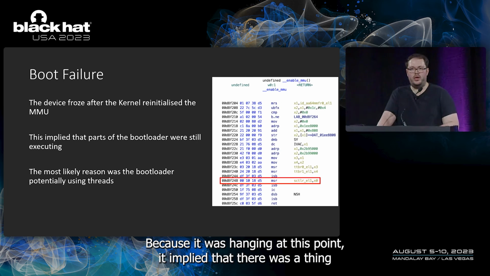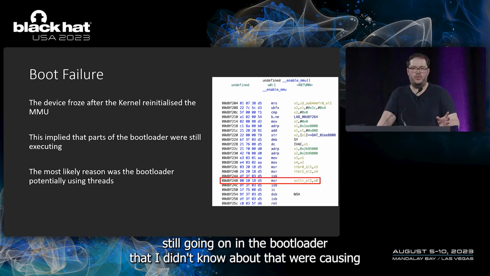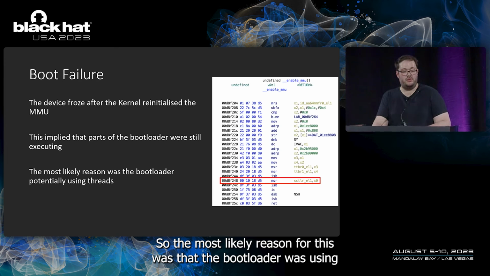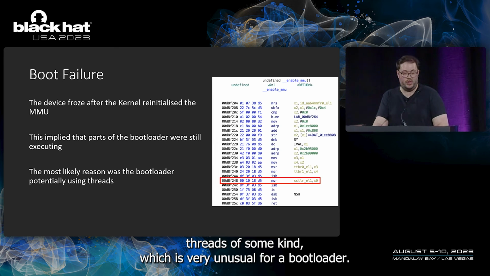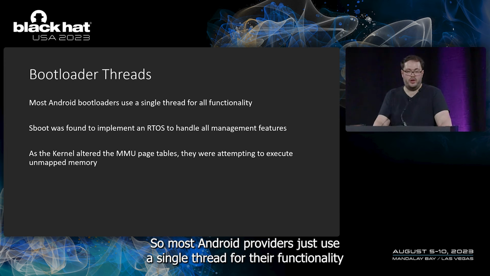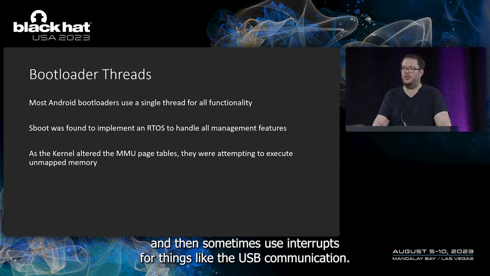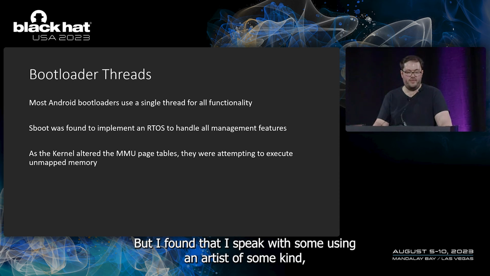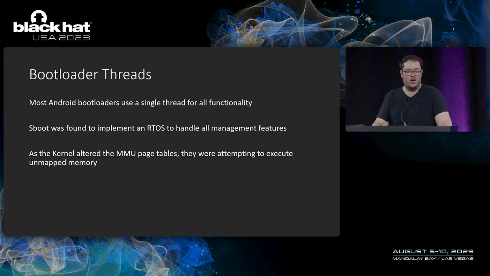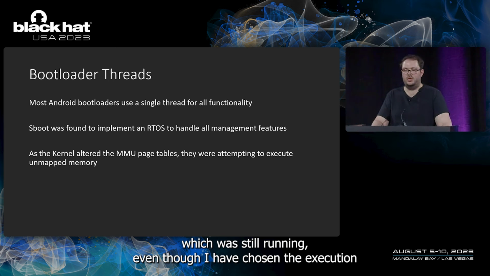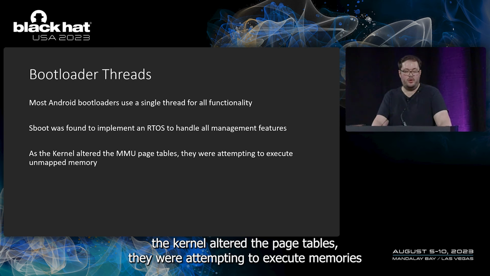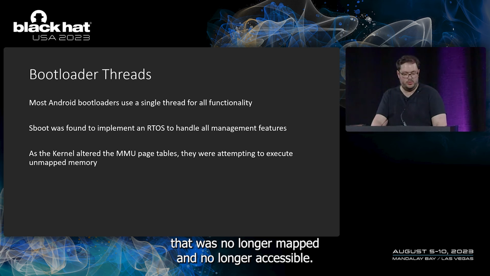Because it was hanging at this point, it implied that there were things still going on in the bootloader that I didn't know about, causing code to try to be executed in memory that was no longer accessible to it. So the most likely reason for this was that the bootloader was using threads of some kind, which is very unusual for a bootloader. Most Android bootloaders just use a single thread for their functionality and then sometimes use interrupts for things like the USB communication. But I found that SBoot was using an RTOS of some kind, which was facilitating multiple threads within the device, which were still running even though I had code execution in one of them. As the kernel altered the MMU page tables, they were attempting to execute memory that was no longer mapped and no longer accessible.